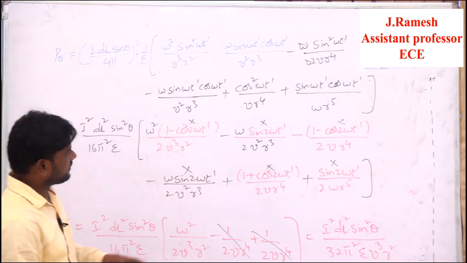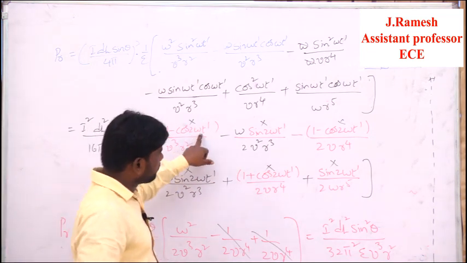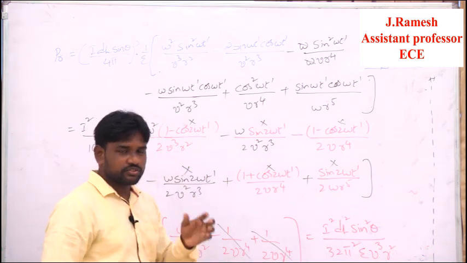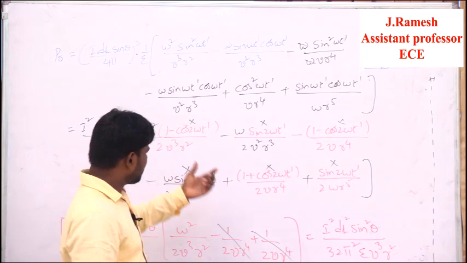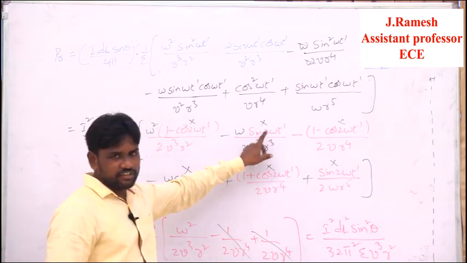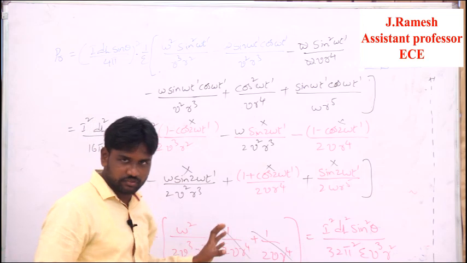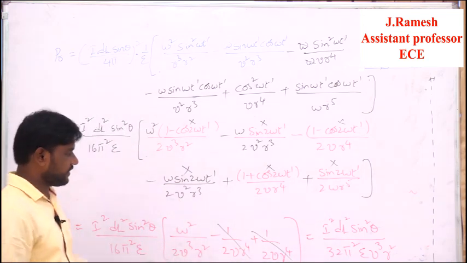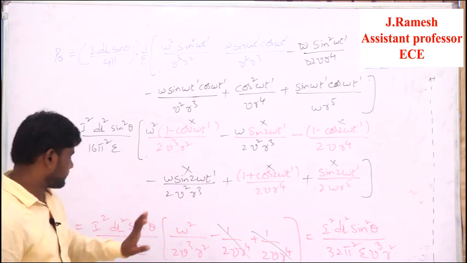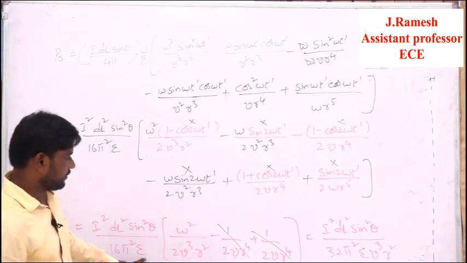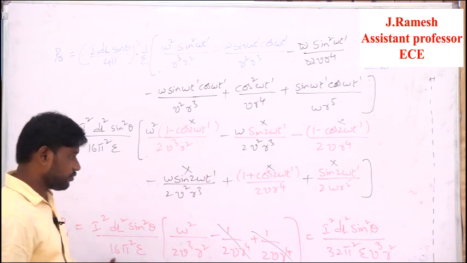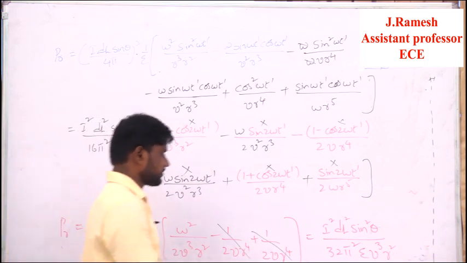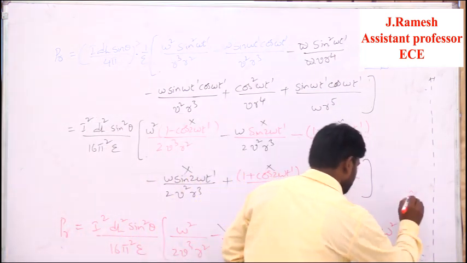Here the reason I removed these terms is that after this we are going to calculate the average power. So we are going to take the integration. The integration within an interval of the sin 2 theta cos theta terms becomes 0. That's why initially I removed all those terms. I got my value as I square dl square sin square theta by 16 pi epsilon, that means 16 into 2, 32 pi square, epsilon is there, and v cube into r square, and omega square is also there.